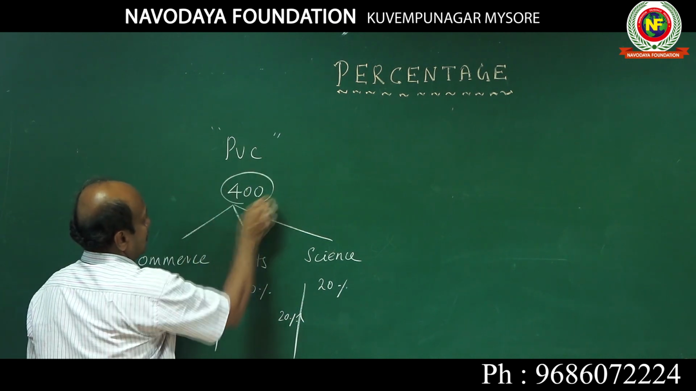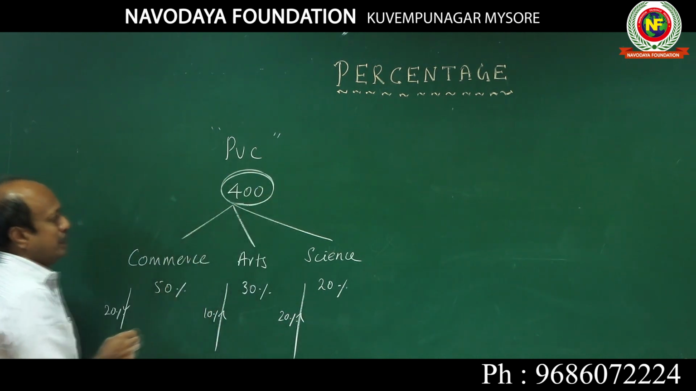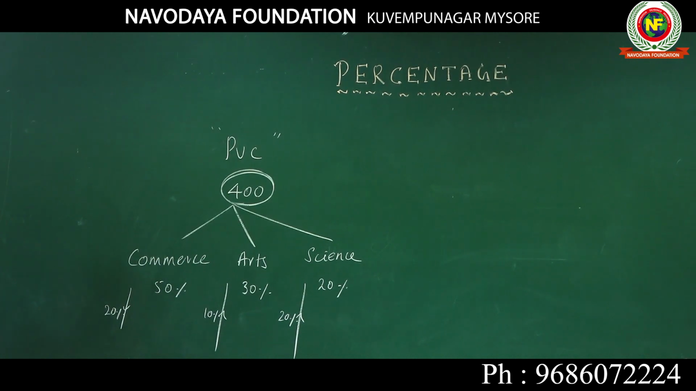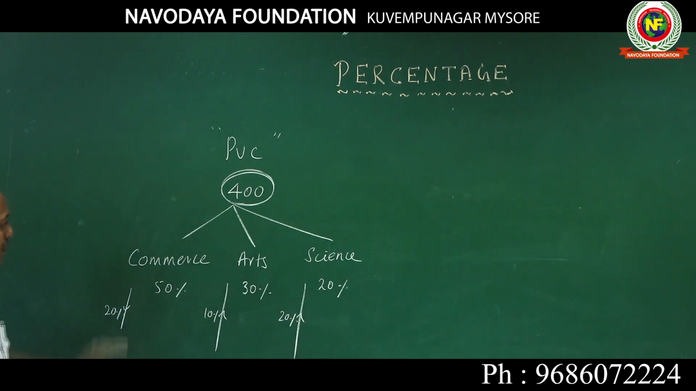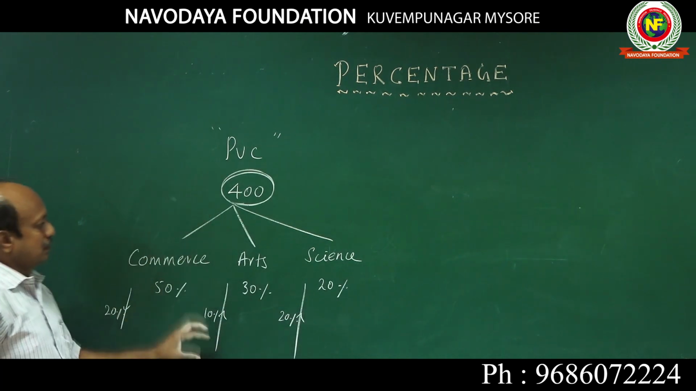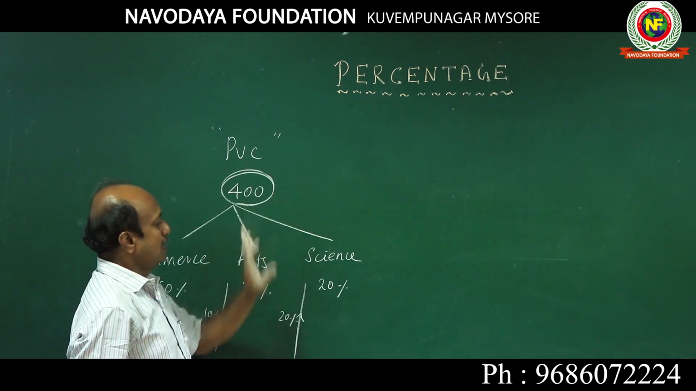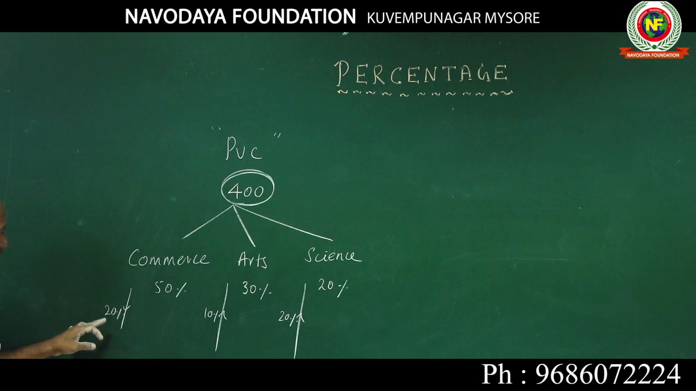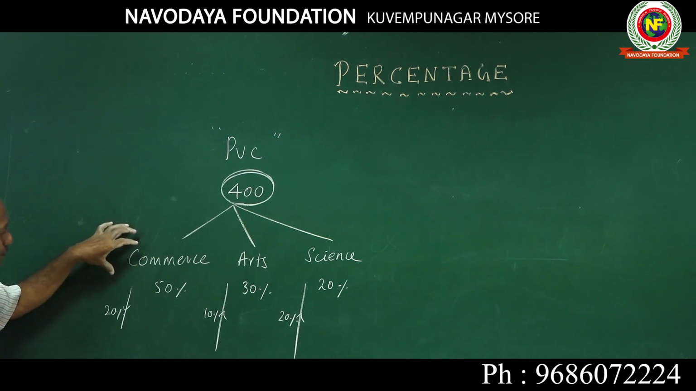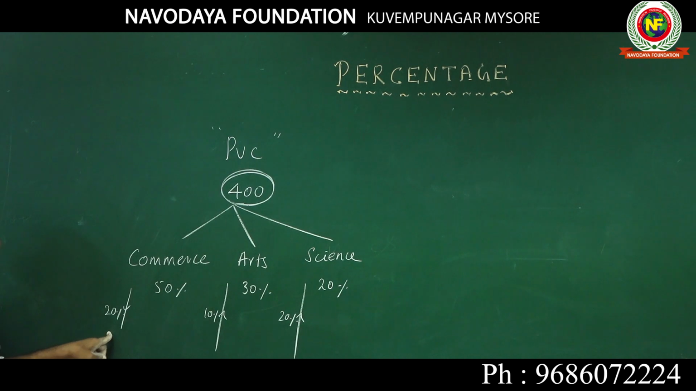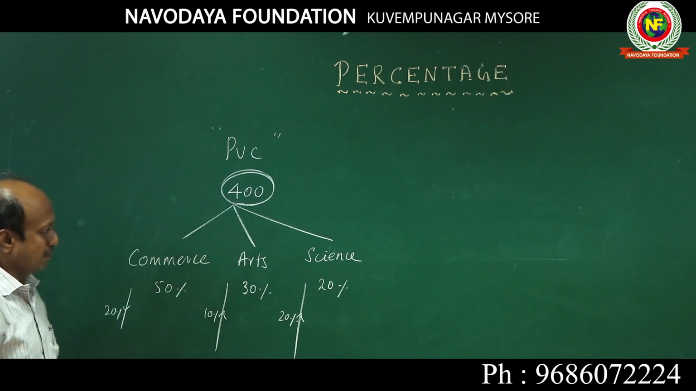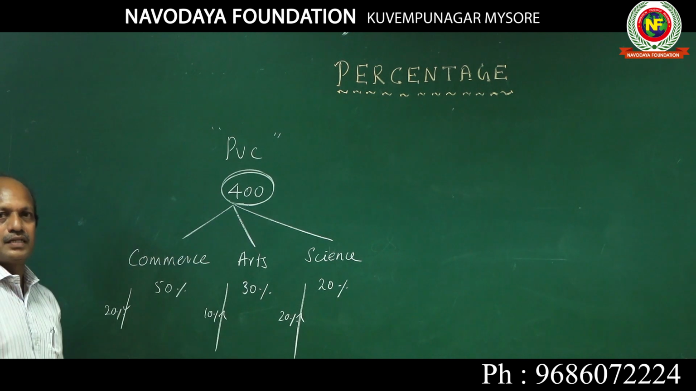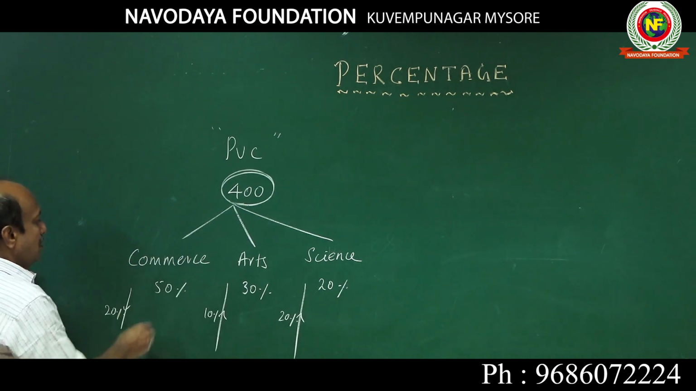This year, the number of students studying in PUC in a particular college is 400. There are three different streams: commerce, arts and science. 50% of students are studying in commerce, arts 30% and science 20%. Next year, commerce group, due to some problem, decreased by 20%, arts group increased by 10% and science group increased by 20%. Whether the strength of the college increased or decreased, and by what percentage.